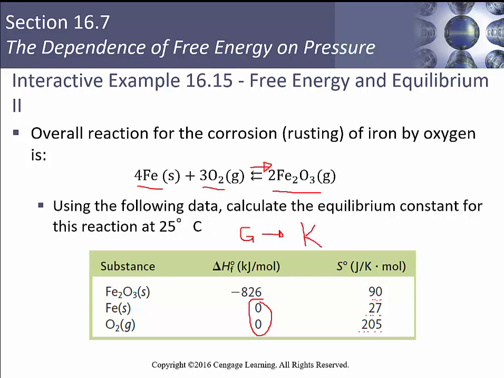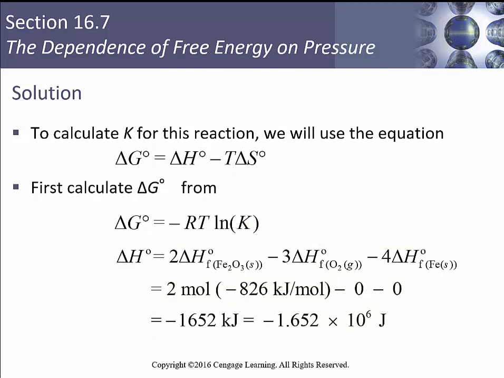So we're going to use our H minus T delta S to find G, and from G we're going to find K. To calculate K, we're going to use the equation delta G naught is equal to delta H naught minus T delta S naught. So we're going to calculate delta G and say that that's going to be equal to minus RT ln K. Because it's the same delta G, we can rearrange those two equations and combine them and say that delta H naught minus T delta S naught is equal to minus RT ln K.